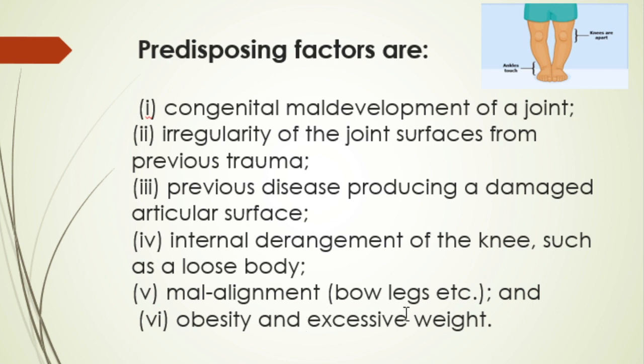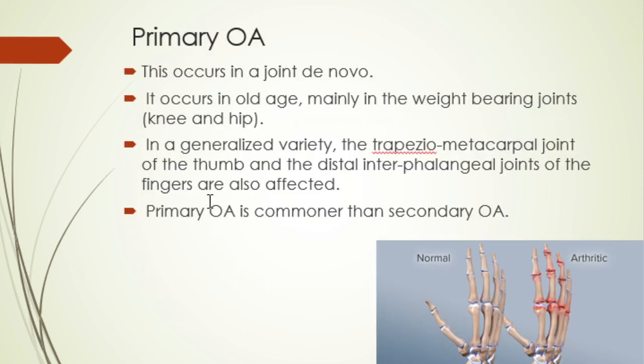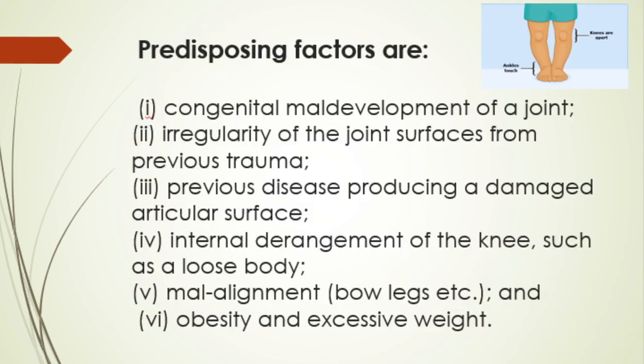Obesity is one of the leading factors for osteoarthritis. So these are the various predisposing factors which lead to secondary osteoarthritis. In primary osteoarthritis, there is no such cause as it is a de novo condition. So this is how the predisposing factors work for secondary osteoarthritis.